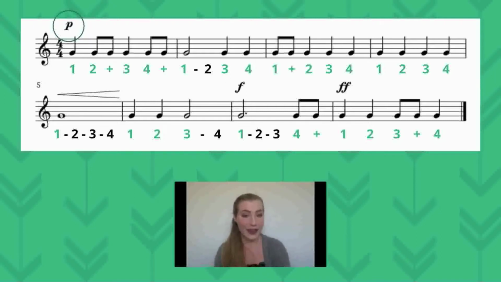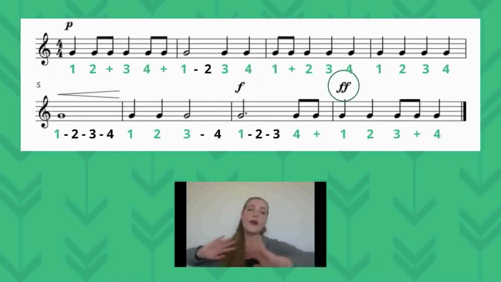Then, moving on, we have an F for forte, right? So this measure will be forte, loud. And then, for a big grand finale, we have a fortissimo. And our fortissimo means very loud. So I gave you a big finish on that very last one, okay?